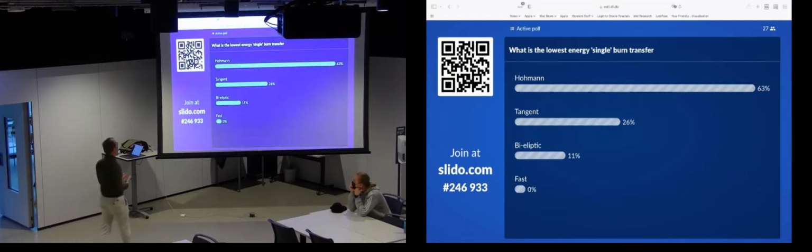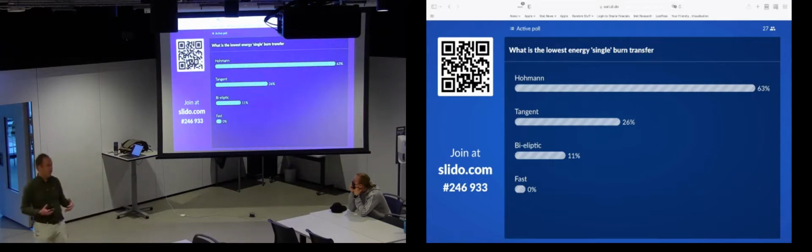Nice, simple, easy, single burn transfers, low energy. Anybody remember what the problem with these single burn low energy transfers is? Okay, so all of these are, in a sense, fictitious, in that bielliptic and tangent and stuff like that tend to require what are called impulse burns. But we can get close enough to it with some corrections. That's why we do mid-course corrections. But the real problem with the Hohmann transfer is it just takes a hell of a long time.